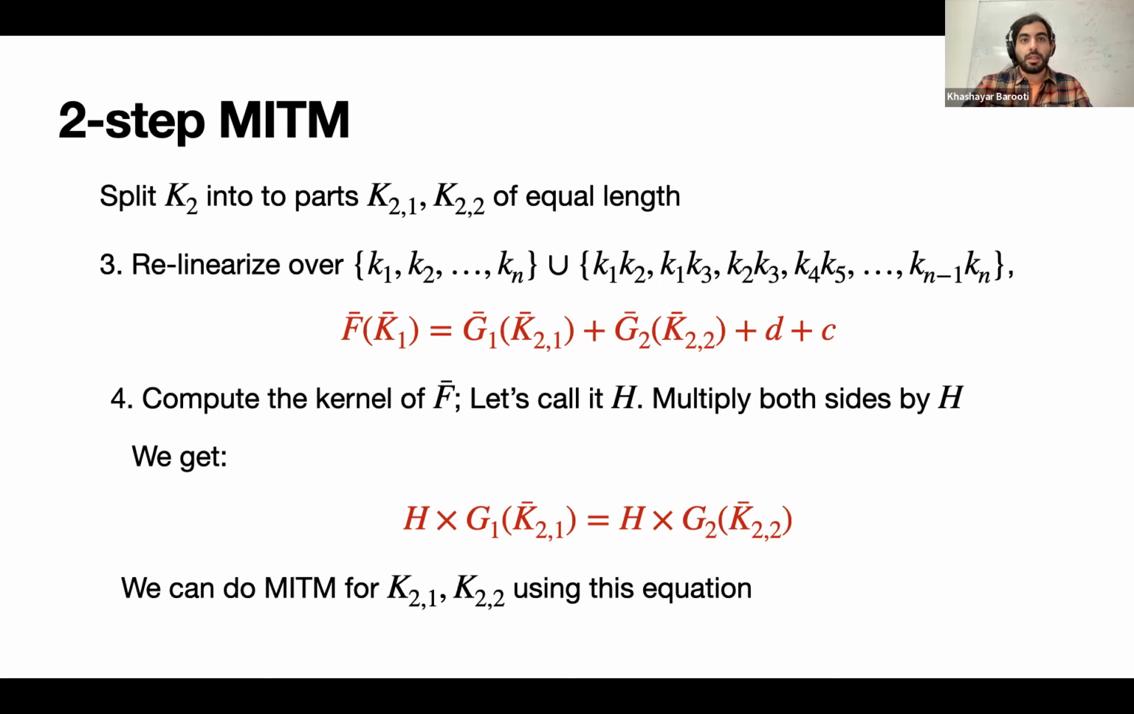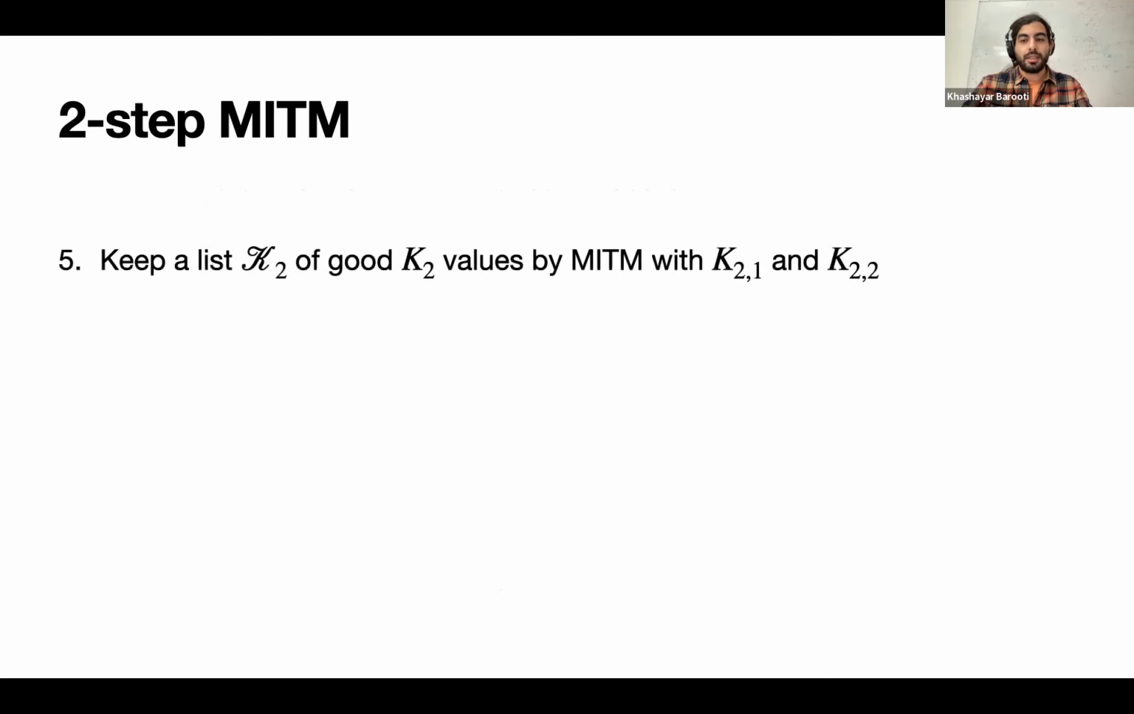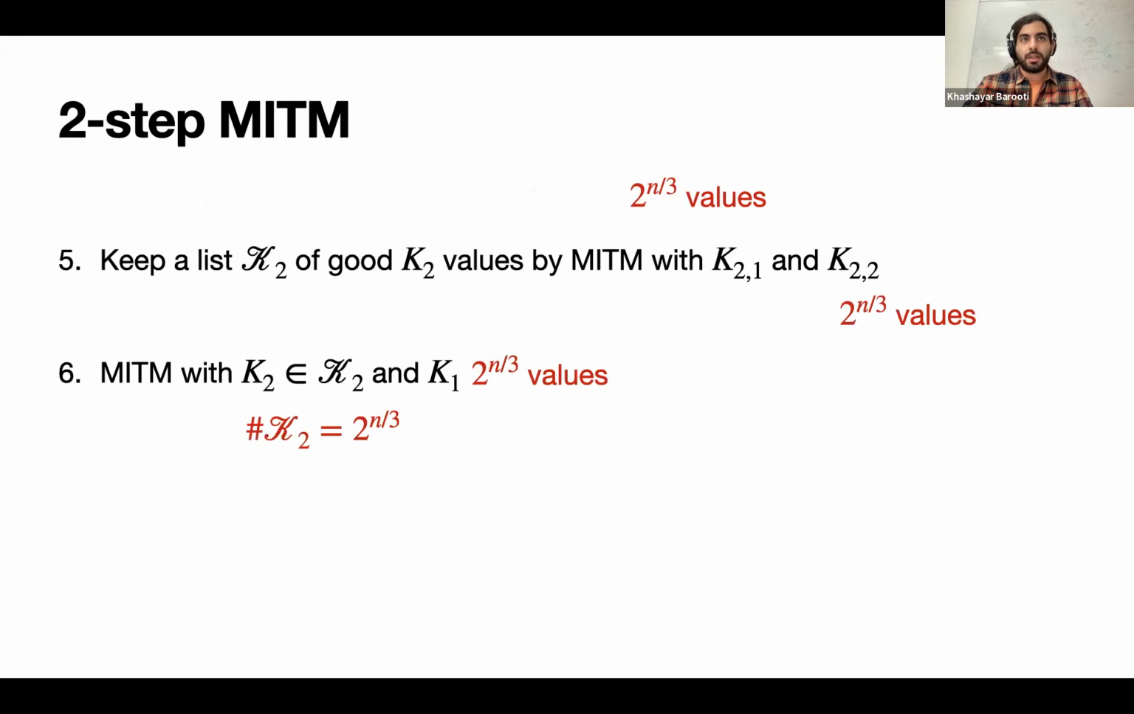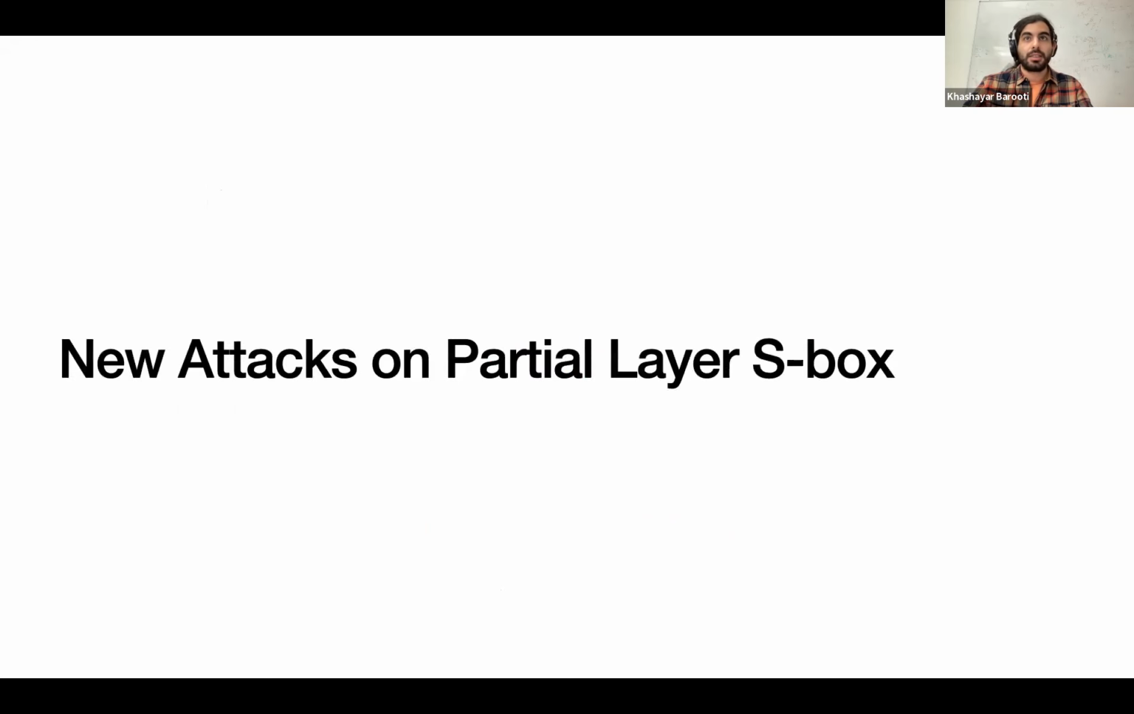So I do a collision search type of attack between K2.1 and K2.2, and I keep a list of all good K2 values. Then I do a meet in the middle between K1 values and the K2 values that are already in this list. As you can see, at each part, I'm only guessing 2 to the power n over 3 values of the key, let's say.